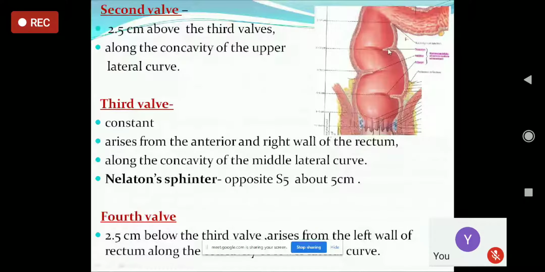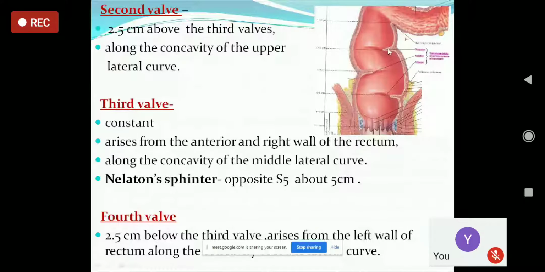This is called the Houston valve. And what is the function of the valve? This valve holds the fecal material in position. Look at this third valve. The third valve divides the rectum into an upper part and a lower part. The upper chamber contains the feces without the reflex act of defecation, whereas in the lower chamber, if the stool reaches the lower chamber, then defecation starts spontaneously.